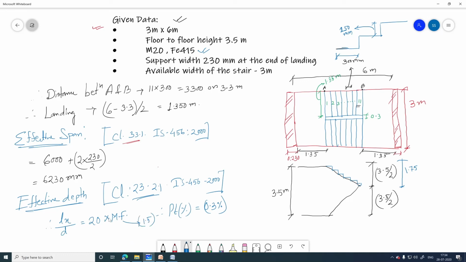If we put the value of modification factor 1.5 and the value of Lx, the effective span, what will be the value? That is 6230. So if we put the value, we get the small d, that is 6230 by 20 into 1.5, and the value will be 207.67 mm. Okay. Now I just remove these things.